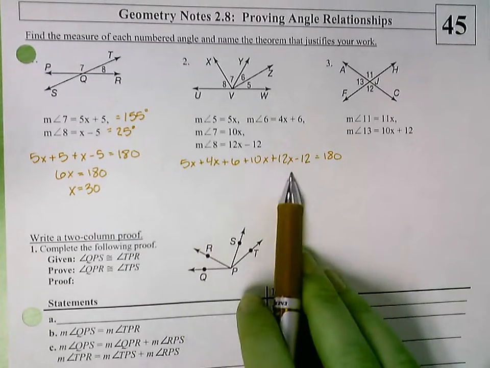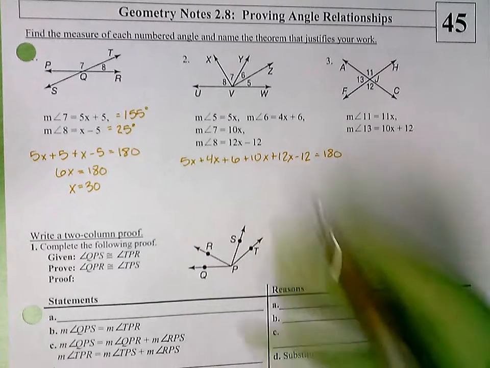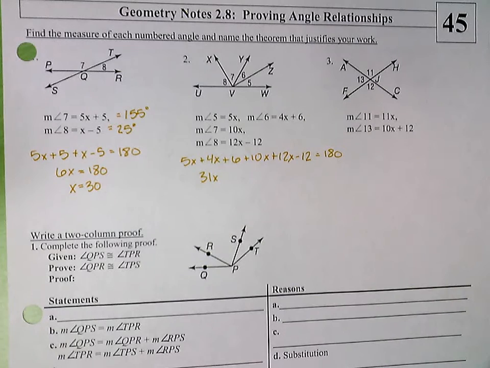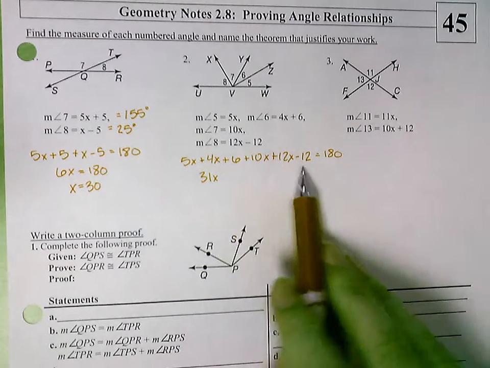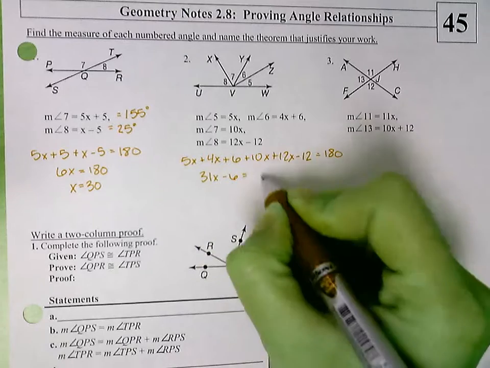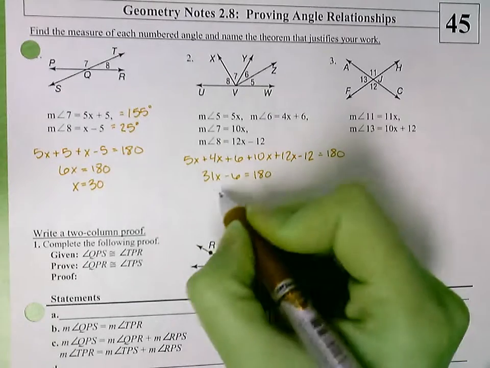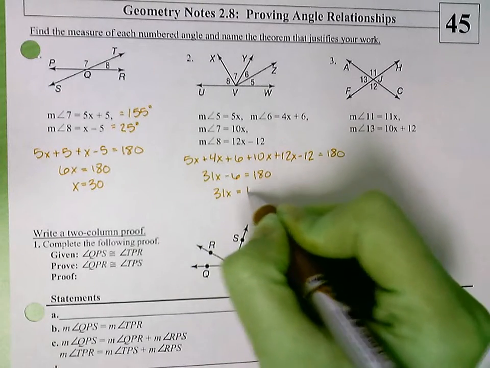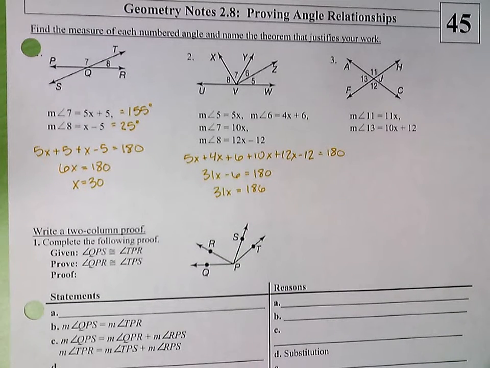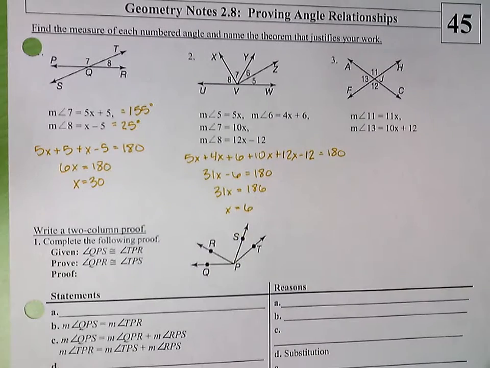From here you want to combine like terms. If I add all the terms with an x, you get 31x. Add all of your constants. I have 6 and minus 12, so minus 6 equals 180. Add 6 to both sides. So we have 31x equals 186. Divide by 31, and x will be equal to 6.